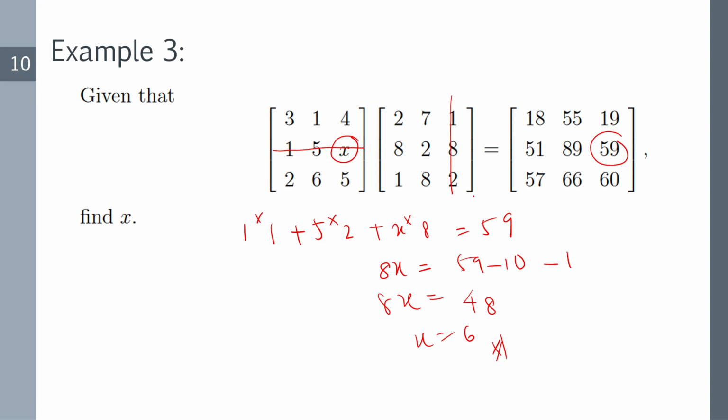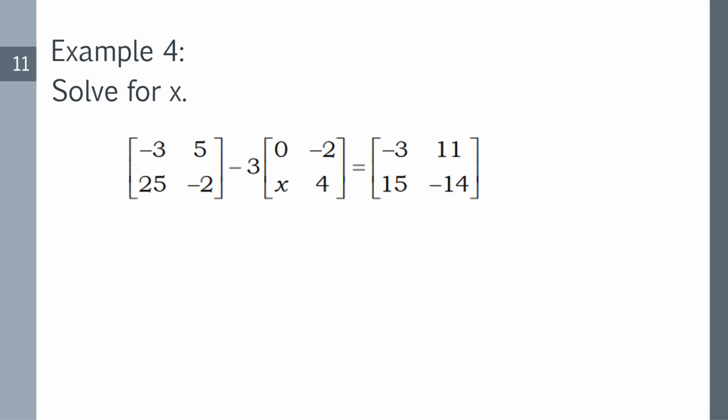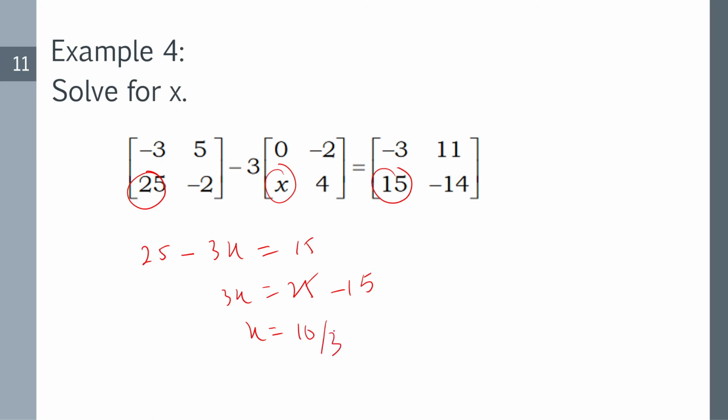Okay, now the same thing. We want to solve for x. So where is my x? My x is here, so I'm only interested here. It means I have my 25 minus 3x. 25 minus 3x equals the value at this location. So my 3x actually is 25 minus, sorry, minus 15. 25 minus 15. So my x actually is 10 over 3.